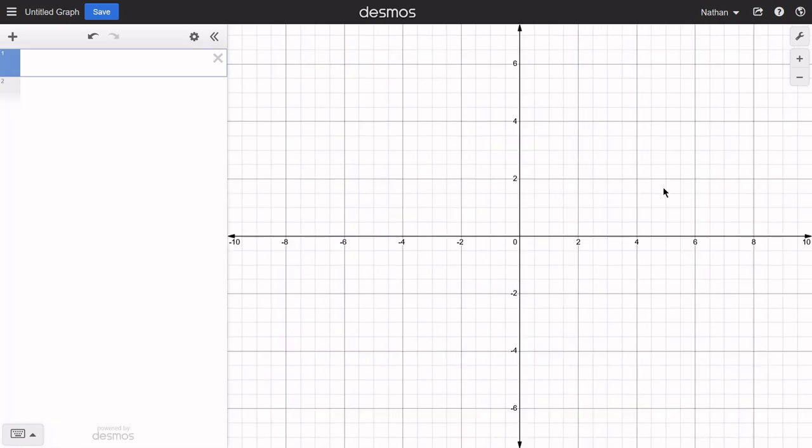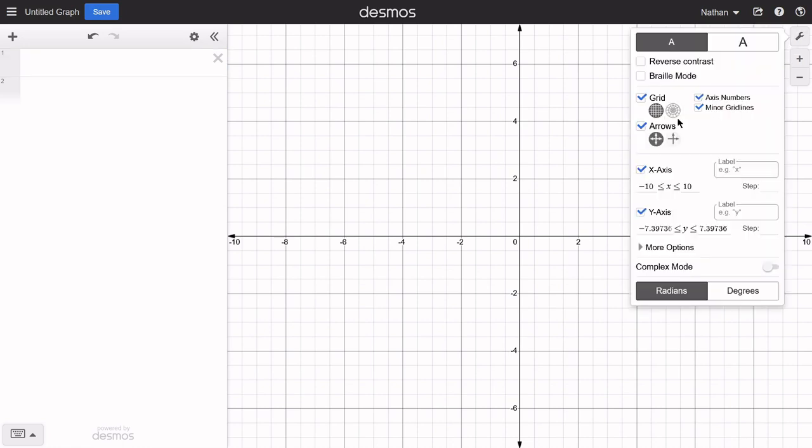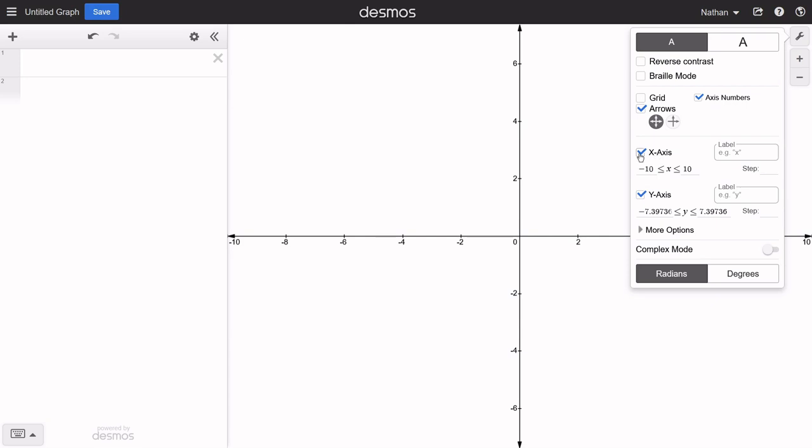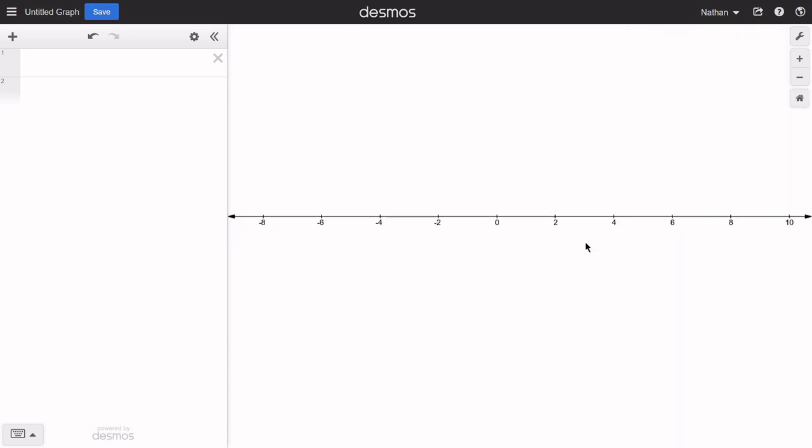For systems of inequalities, we're going to first look at the one-dimensional case, because that's what basic linear inequalities are. They're really just one-dimensional things, and we're going to look at how it affects the x-axis and the points on the x-axis. So for that, let's go remove the grid and the y-axis. Here we are back with the x-axis.